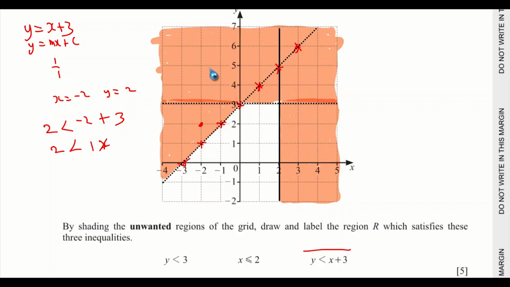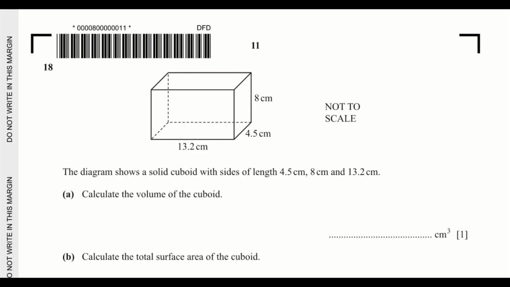Okay, I think we are cool. Now for this, the region R will be this. This is region R, so we can just write R here. So R will be this unshaded region, so we can put our R there. Okay, so that is the end of that question. So let's go to the next question.